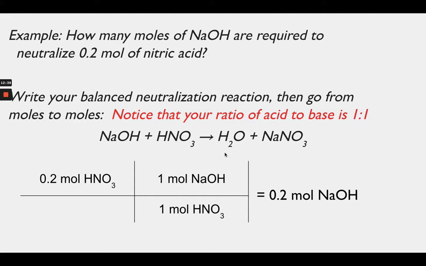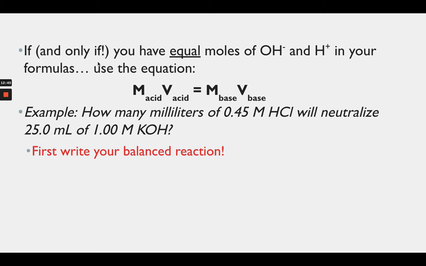And when the acid-base ratio is 1:1, you can use this really cool shortcut. If and only if you have equal numbers of moles of hydroxide and hydrogen, like we did before, you can use this equation: the molarity of the acid times the volume of the acid equals the molarity of the base times the volume of the base. Because again, equal moles, we don't have to worry about any sort of stoichiometry. It'll be 1:1. So here's an example.